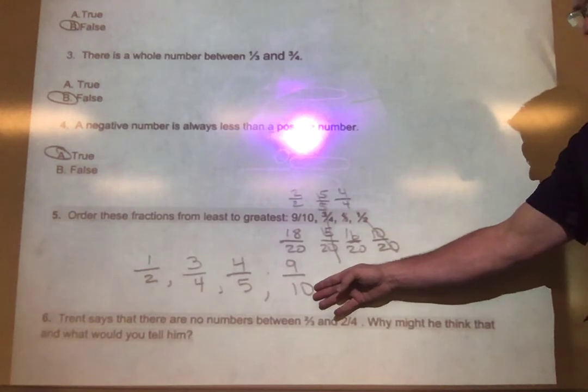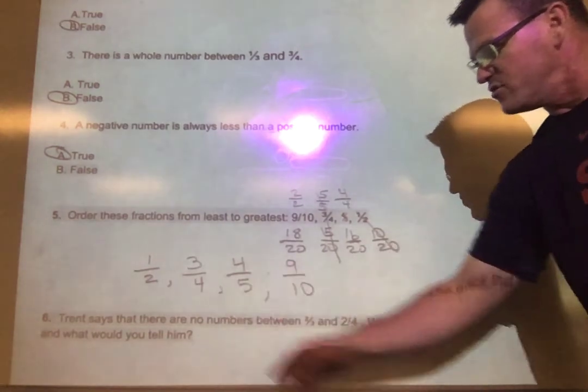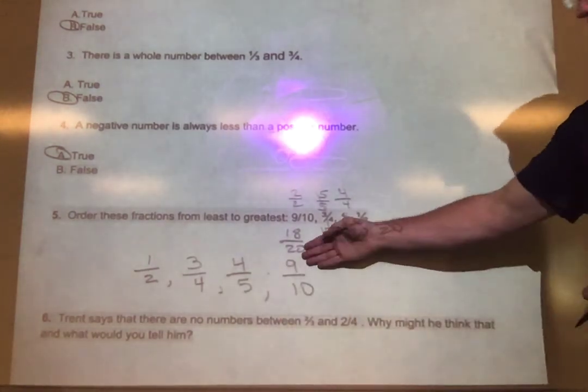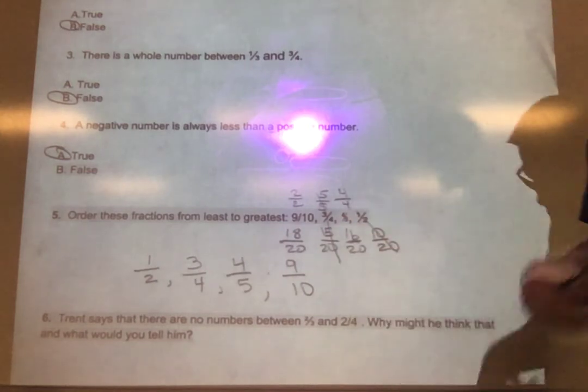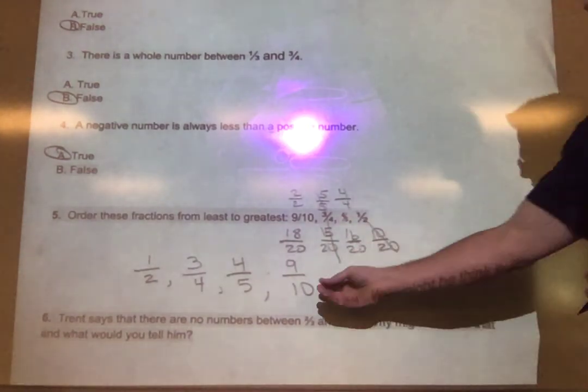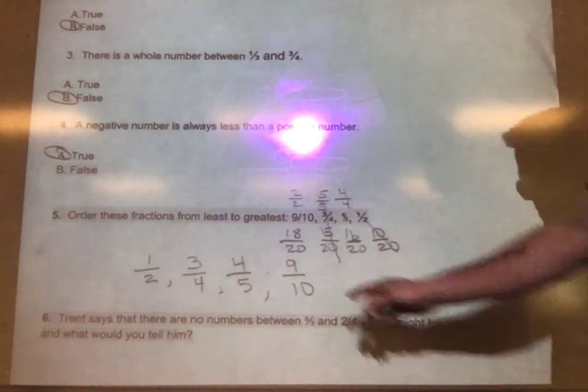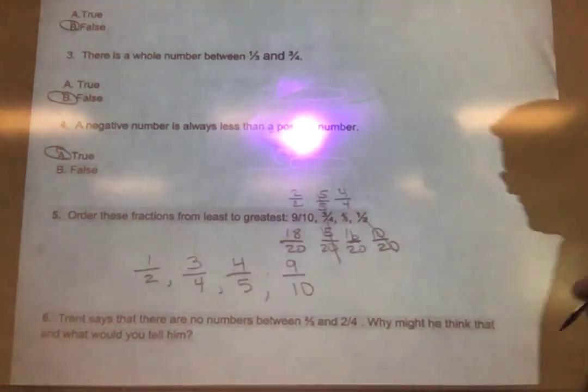So we're in tenths here. Those are smaller pieces than fifths, fourths, etc. So if I'm missing one and only have 9 out of 10, you're missing a smaller chunk. So that means 9/10 is larger. So it is larger than 4/5.